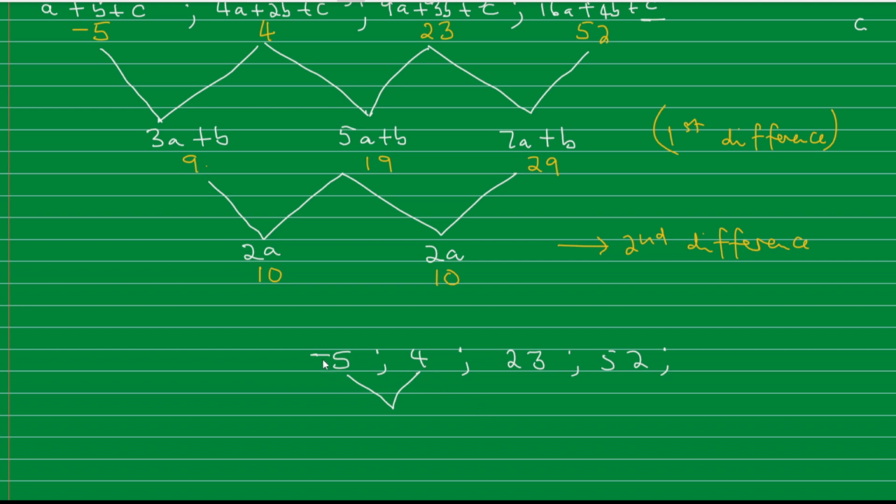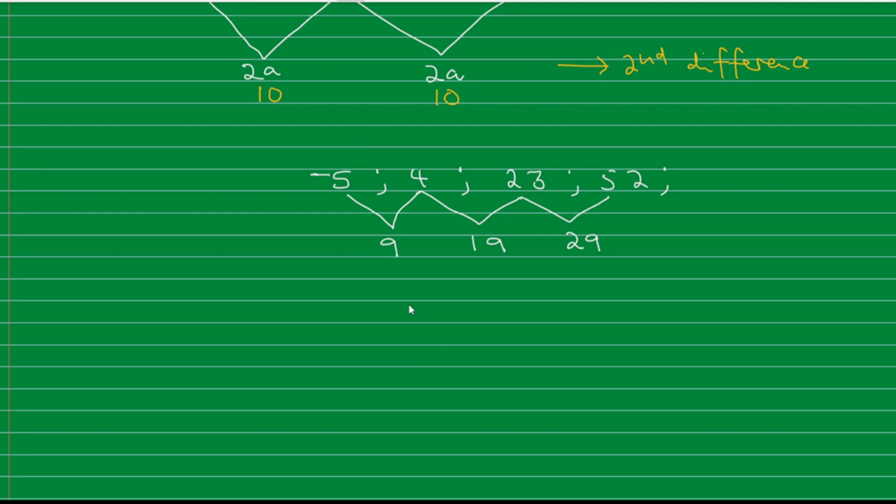4 subtract -5, that is a 9. We do that again. That will be 23 subtract 4, that will be 19. And 52 subtract 23, that will be 29. Let's subtract again. We get 10 and we get 10. So this is standard, what we will have to do if we are going to find the general term of the sequence. Now what do we do now?